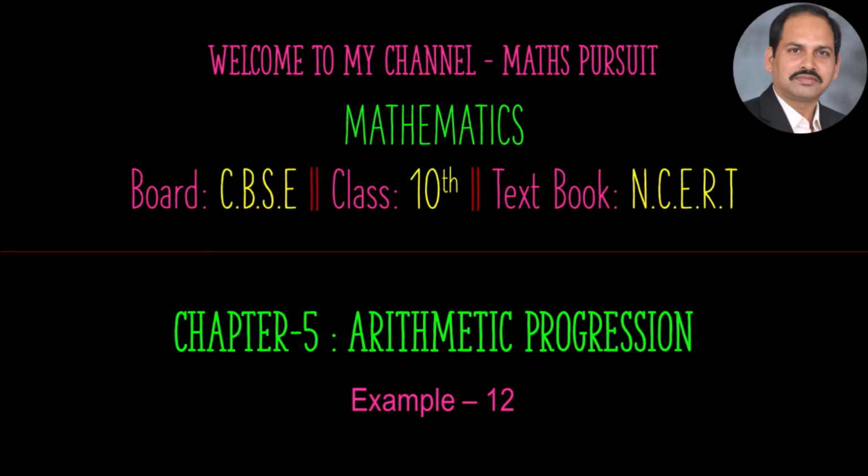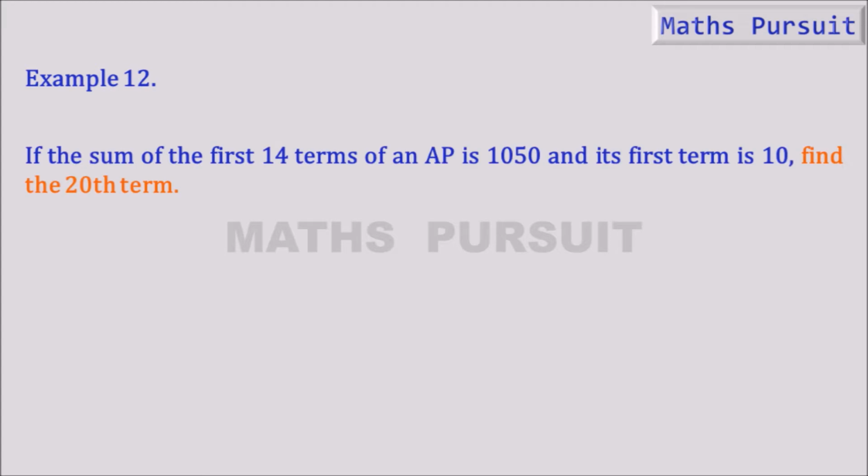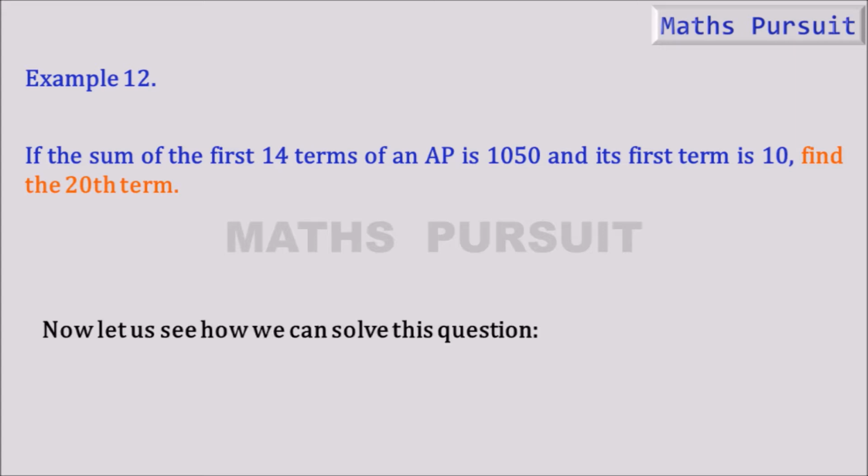Today we are going to look into example 12 from chapter 5 called arithmetic progression. So let's see what exactly is given in example 12. It is given that if the sum of the first 14 terms of an AP is 1050 and its first term is 10, find the 20th term. That means as per the question they have given us the sum of the terms of an AP and we need to find out the 20th term. So let's see how we can make this calculation.